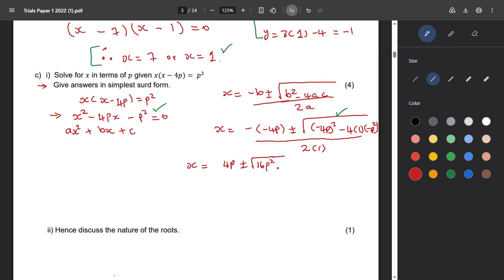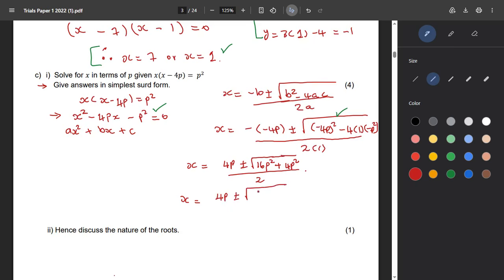4 times 1 is 1. Oh, this will be a negative and a negative, that gives us positive, right? So I'm going to add 4p squared. Okay, so this is not in the simplest surd form. I think I still need to work out whatever is inside the square root. I'm not sure if you're going to allow me to do that, but let me just go and do this, because I think this is the right thing to do in this step.